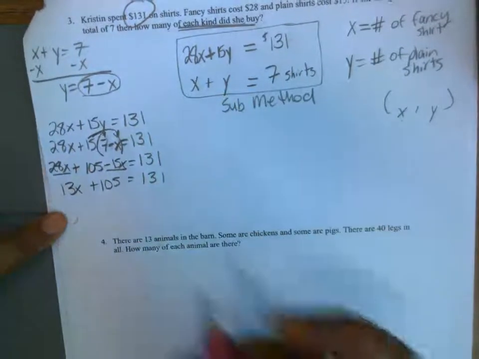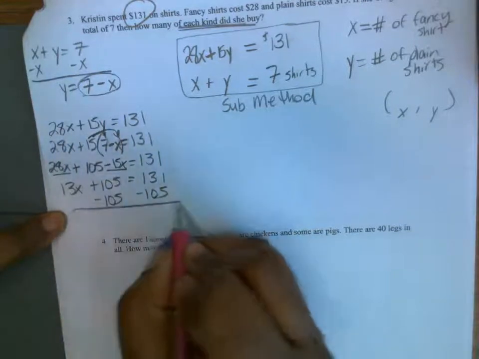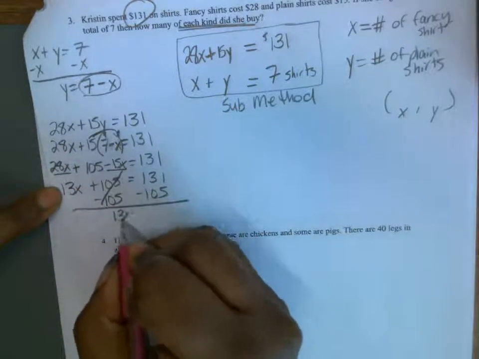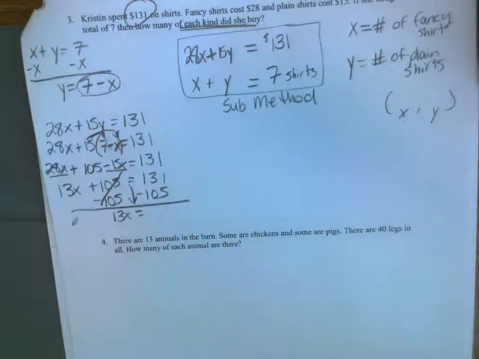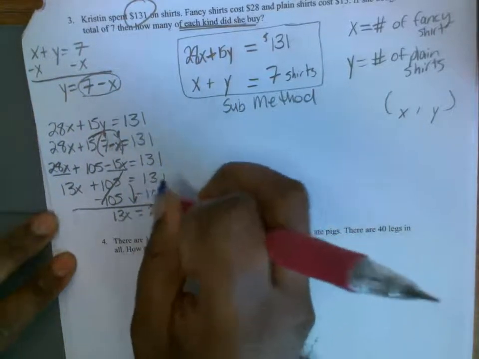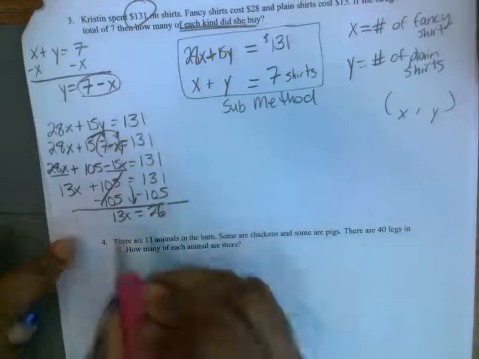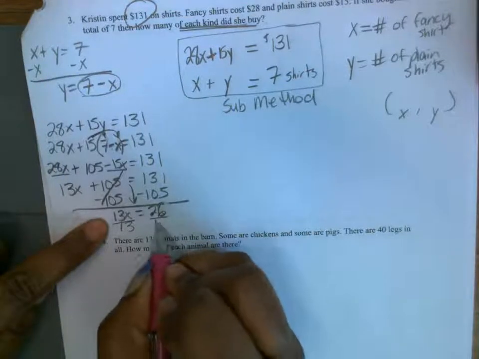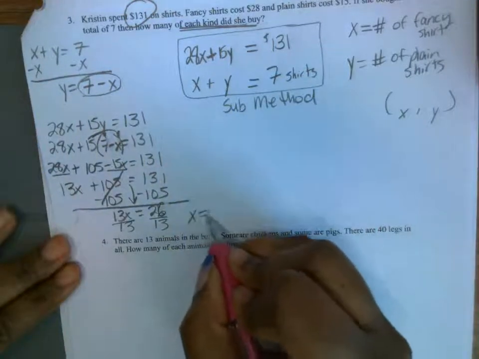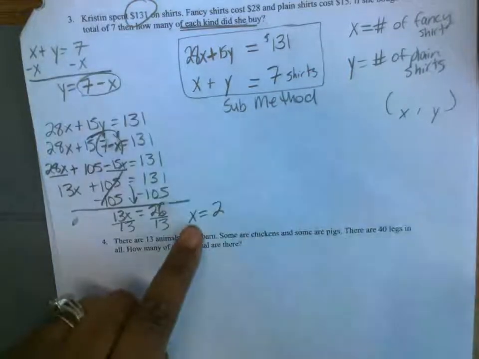now to get x by itself, subtract 105 from both sides. This is going to give me 13x here. This is going to give me 26, right? Oops, I said 28. It's 26. 26, Miss Reyes. Divide both sides by 13. What is 26 divided by 13? Say again? 2. So x is going to be 2.